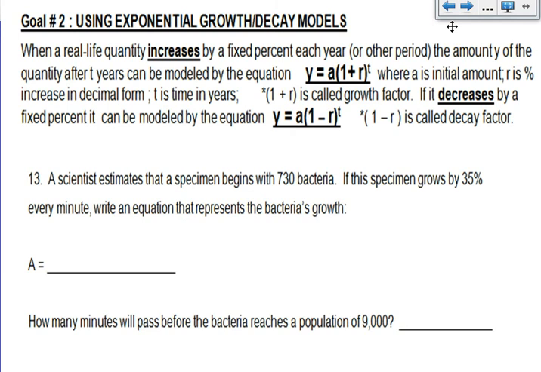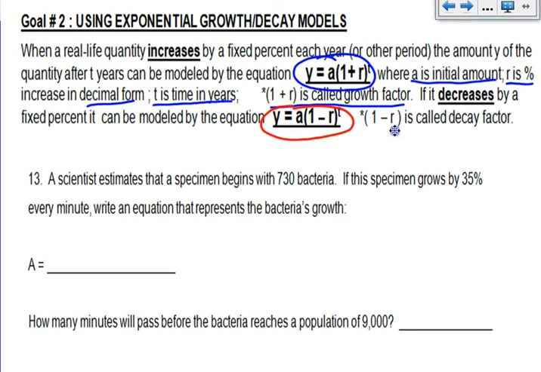When a real-life quantity increases by a fixed percent, the amount after t years can be modeled by this growth formula. A is the initial amount, R is the percent increase, but it's going to be in decimal form, and t is the time, typically in years, not always. Now 1 plus R, the stuff inside the parentheses, is called a growth factor. And if we have the same situation, but now we are decreasing the amount over time, we're going to have a decay. So everything is the same, except now it's 1 minus R. That's called the decay factor, of course.